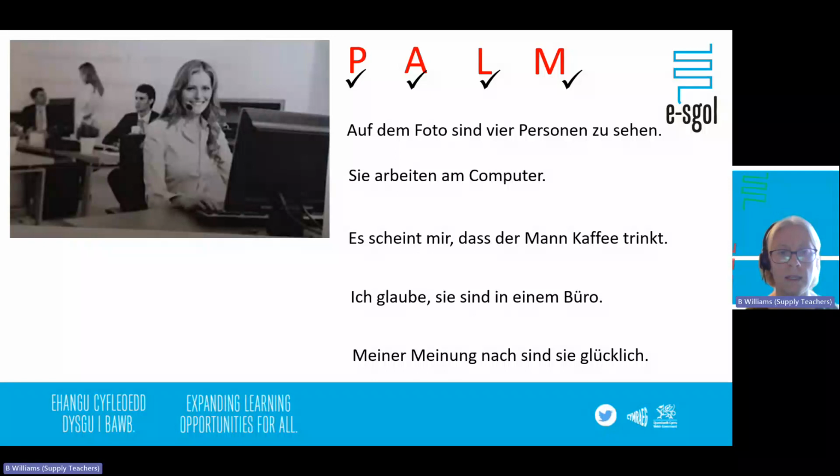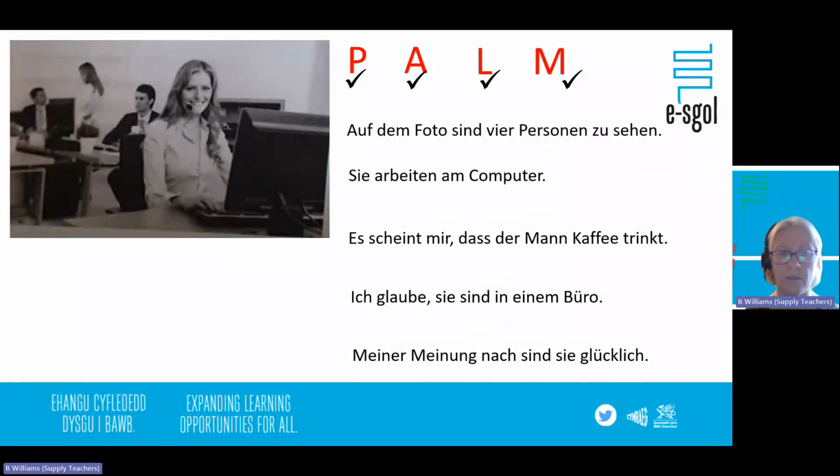Es scheint mir, dass der Mann Kaffee trinkt. So it looks as though the man is drinking coffee. That's what it looks like to me. Yeah, it could also be tea. It could also be squash. We don't know, but it's es scheint mir. So you're not saying it as an absolute fact, but that's what it looks like to you. So those 2 sentences together take the action.